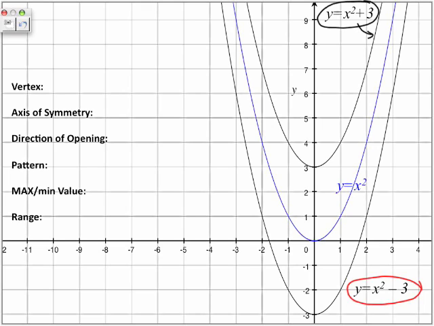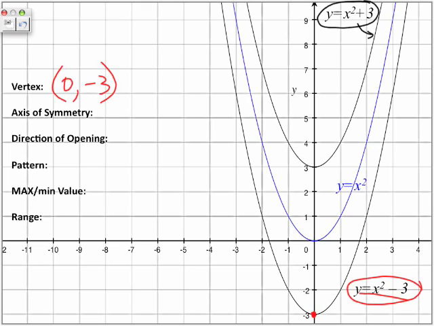So now what we're going to do is extract the information. Here I'm going to write in red to represent this bottom parabola, y is equal to x squared minus 3. It says identify the vertex. Where is the vertex? The vertex here is at 0, -3.